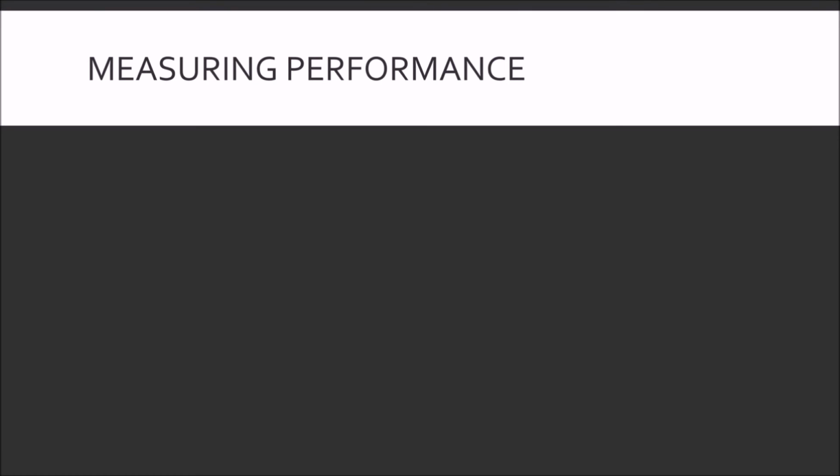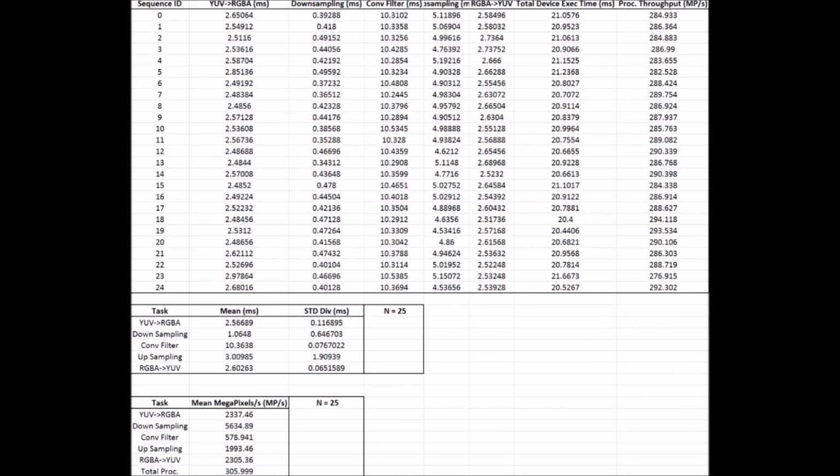And last but not least, we take a brief look at the type of outputs we report. In the top set of data results, we show the time in milliseconds for each of the OpenCL kernels for each frame processed. We then show the mean and standard deviation, as well as the throughput in megapixels for all of our kernels.